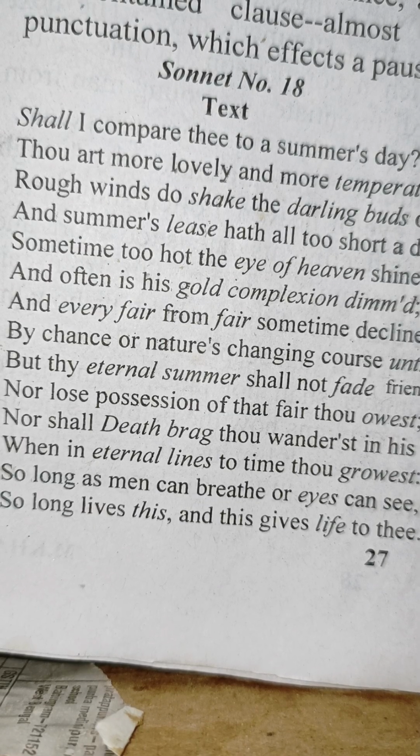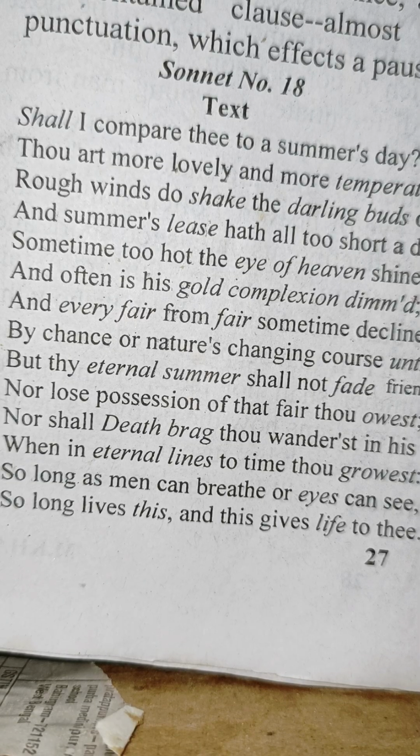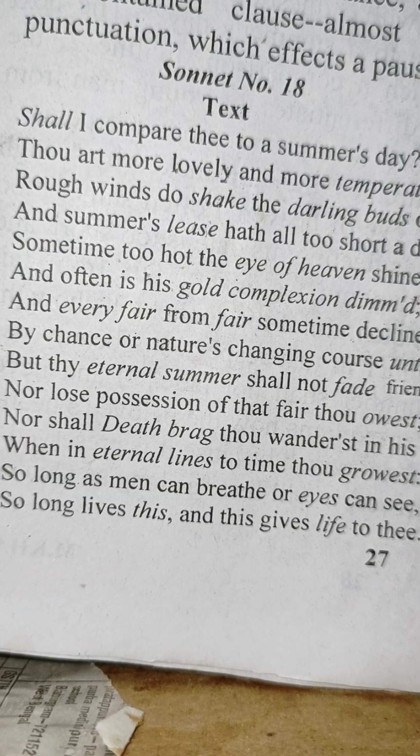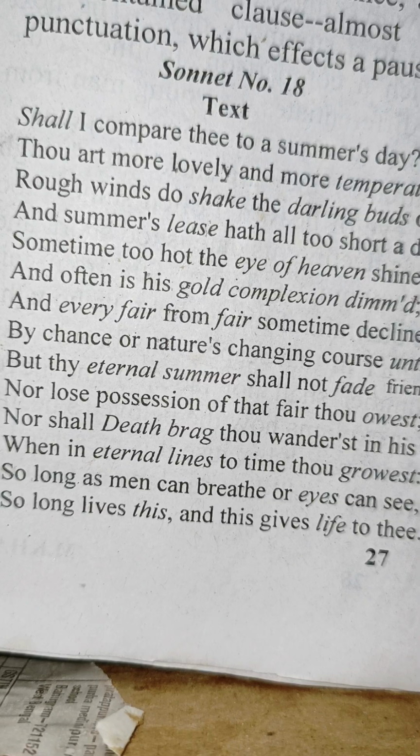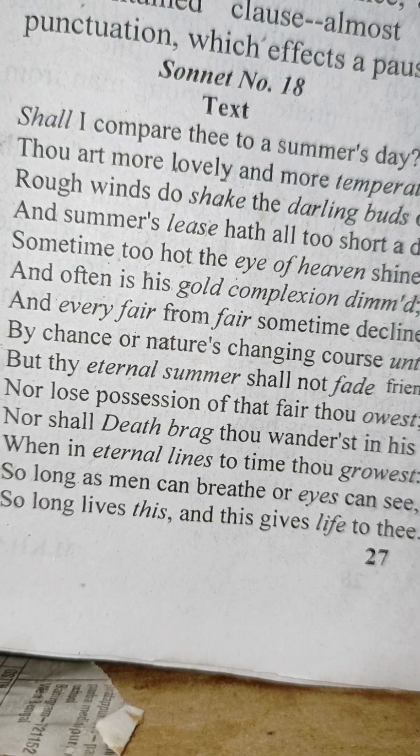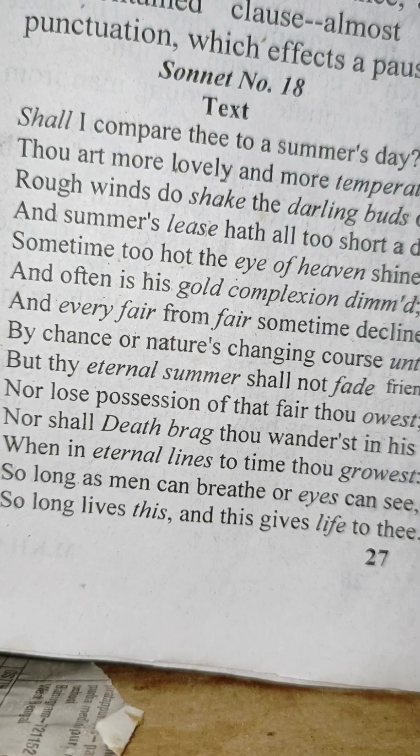Thematically, the sonnet is based on a Latin motto. The poet establishes the Latin cliche, ars longa, vita brevis: art is long and life is short. This is what the poet establishes through this poem. So long as men can breathe and eyes can see, so long lives this and this gives life to thee. As long as human beings exist in this world and have the power to see and read my poem, mine meaning William Shakespeare's, this poem will remain and make you bright till doomsday, till the end of humanity.